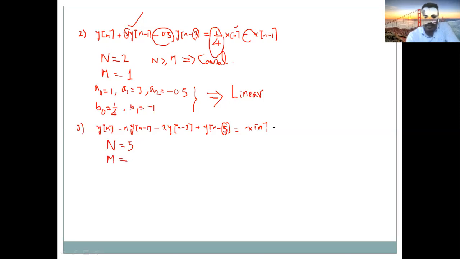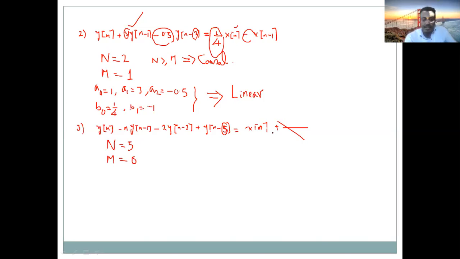Is there any delay on the input side? No, only the input. So M is 0. There is no delay here. Only we have x of n. The present input affects the system. The past value of input does not affect the system.